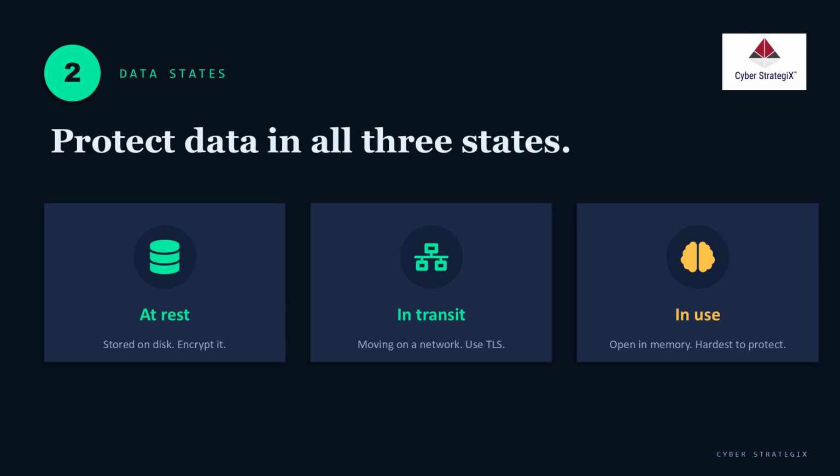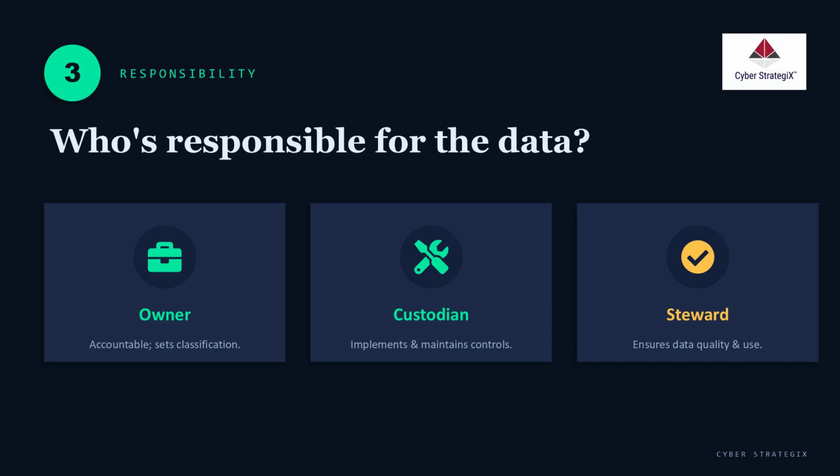Data exists in 3 states, and each needs protection. At rest, it's stored on a disk or in a database. Protect it with encryption. In transit, it's moving across a network. Protect it with TLS or a VPN. In use, it's loaded in memory and being processed, the hardest to protect, addressed by techniques like memory protection and emerging confidential computing.